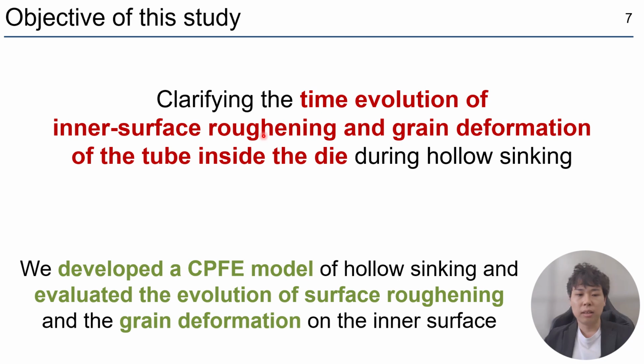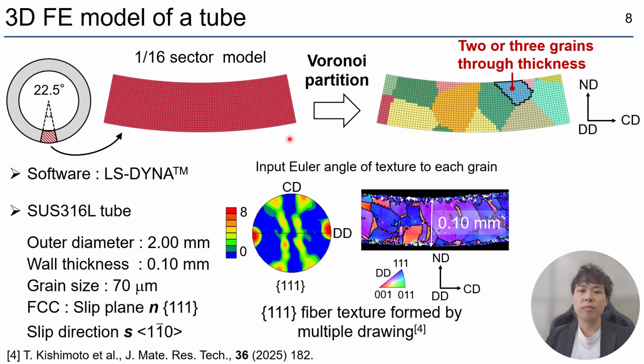So the objective of this study was clarifying the time evolution of inner surface roughening and grain deformation of the tube inside the die during hollow sinking. Then we developed a CPFEM model of hollow sinking and evaluated the evolution of surface roughening and the grain deformation on the inner surface. Next, I'll explain the FE model of the tube.